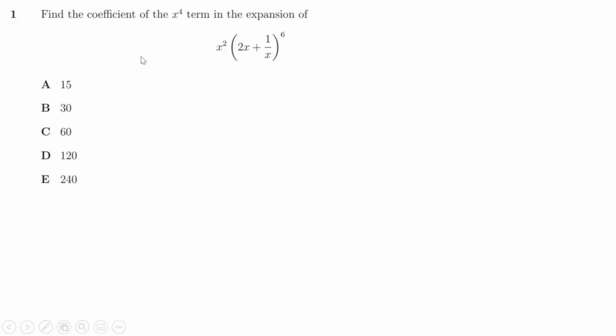This is TMUA 2019 paper number 2. The first question is about binomial expansion. Firstly, I'm going to write 1 over x as x to the power minus 1. And secondly, I don't need x to the 4 terms.